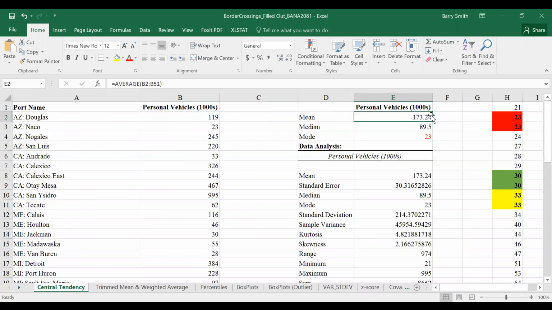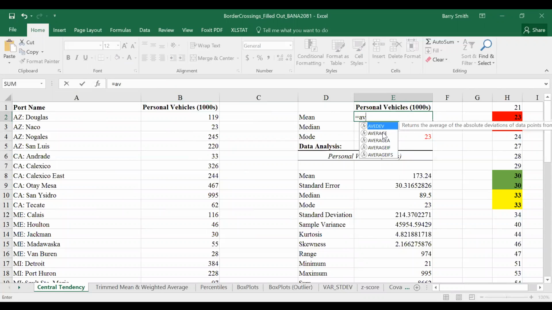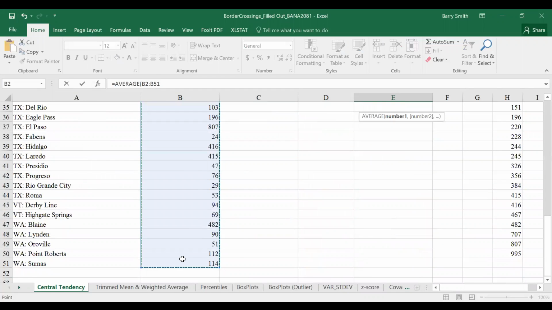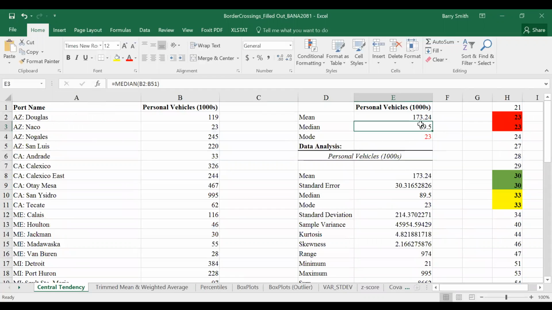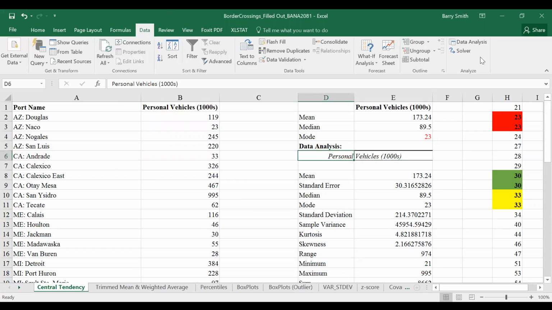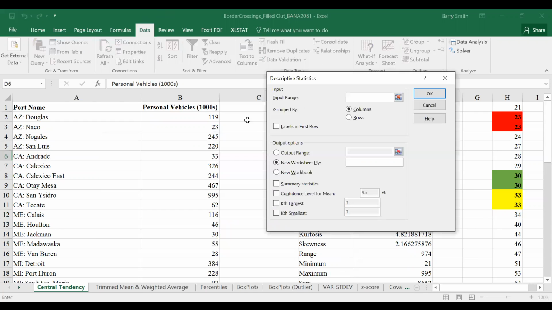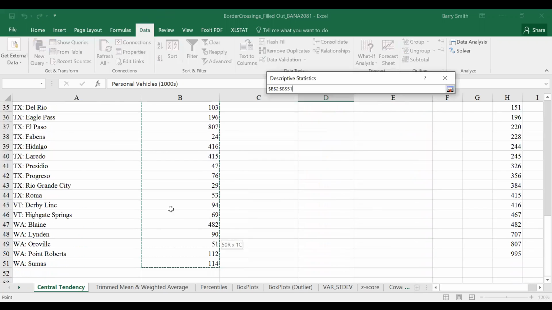So for instance, if you hadn't known this, but you knew you were going to look for the average, you could start typing average, and then we have our average. We're then going to have to select the data. So we highlight the data we want to use and hit enter. Same thing with median, and same thing with mode. Now we could also do something called descriptive statistics in the data analysis. So we would go to data analysis, find the descriptive statistics feature, and put in the input range. That's going to be the full set of data.